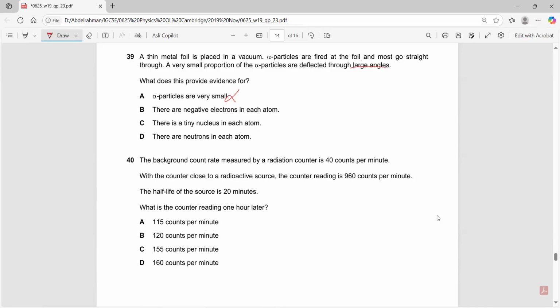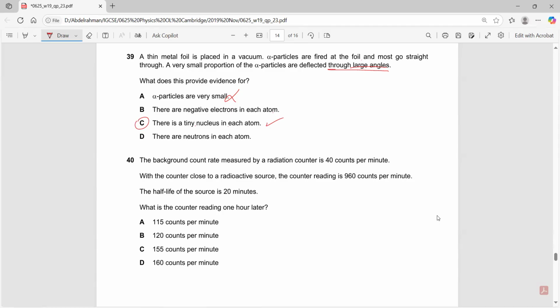Alpha particles are deflected through large angles. There is a tiny nucleus in each atom. Yes, this is what we figured out. We figured out that this tiny nucleus deflects some of these alpha particles back. Some of these alpha particles are deflected back due to the mass of this nucleus.